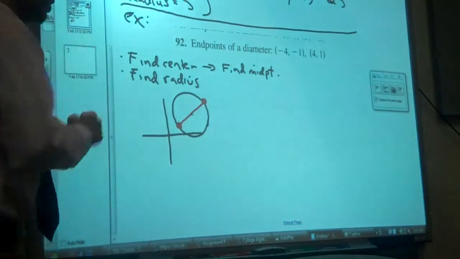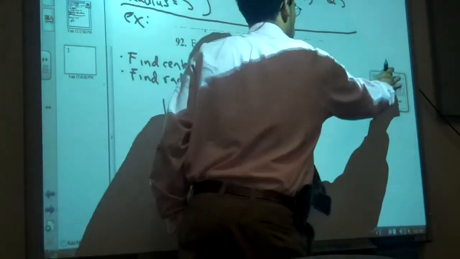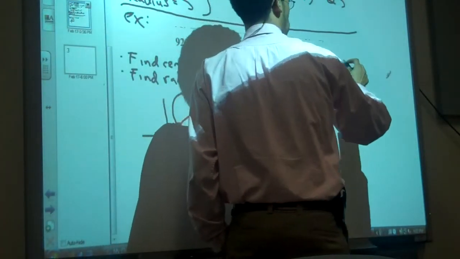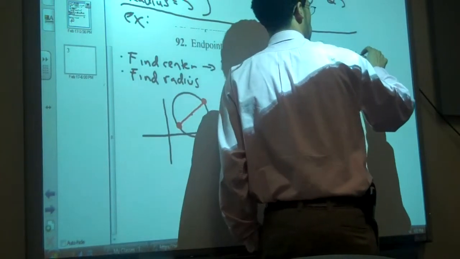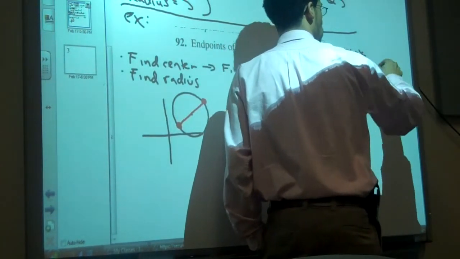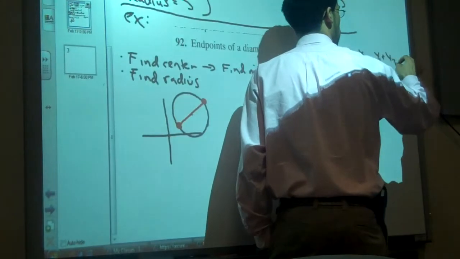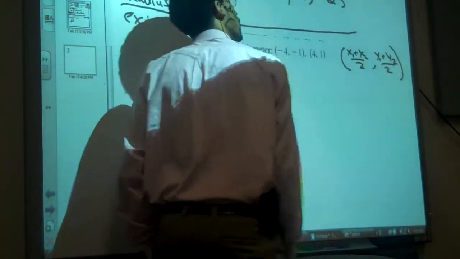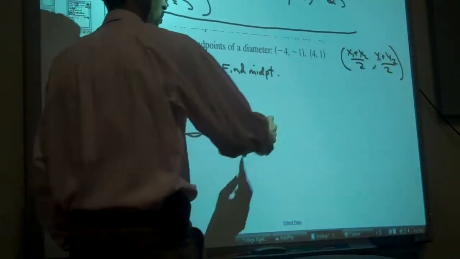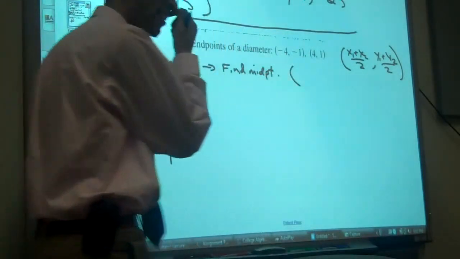Very good. And the formula for midpoint, you remember, is take the average of the x's and the average of the y's. Add up the x's, divide by 2. Add up the y's, divide by 2. Okay, so what's that going to be for us? When we add up the x's, what do we get?